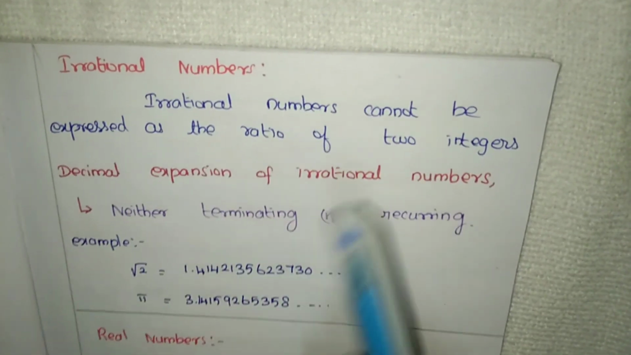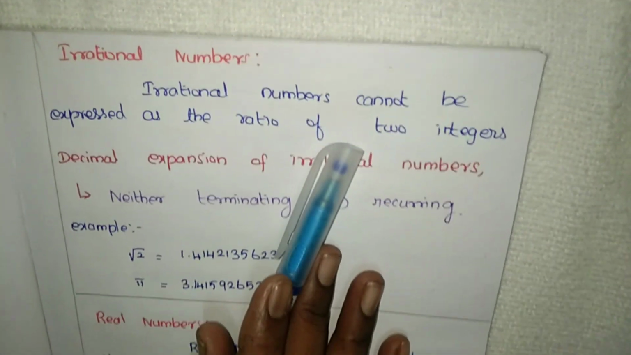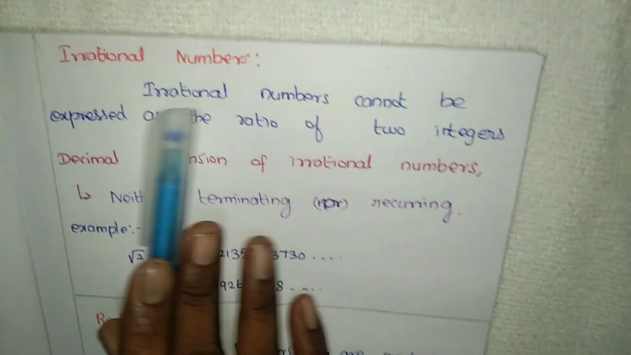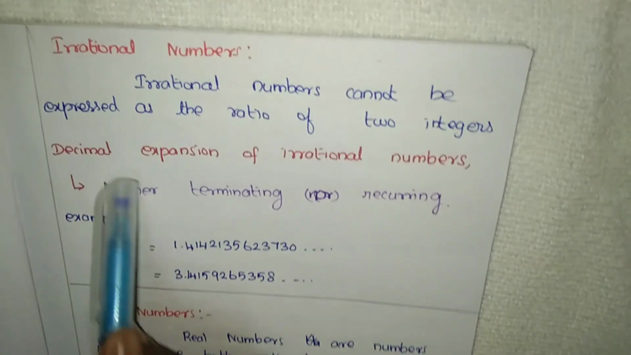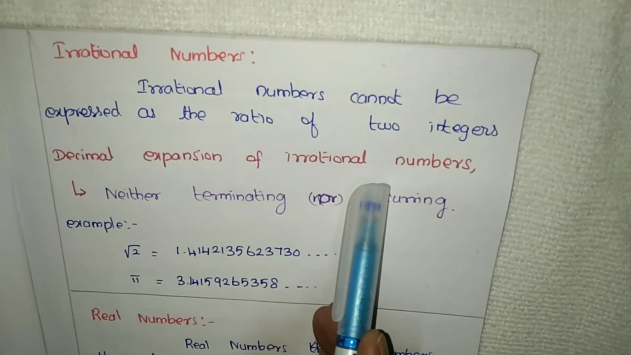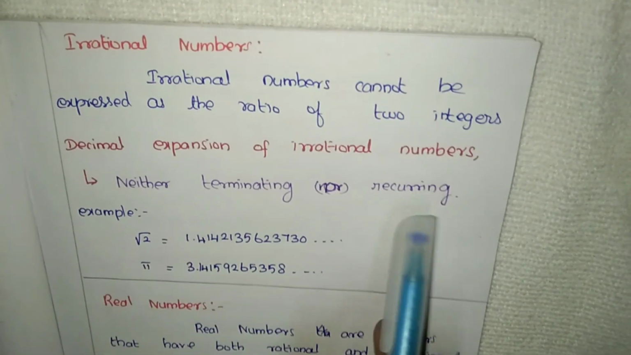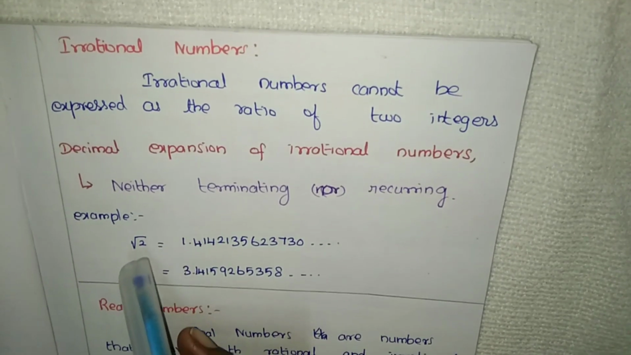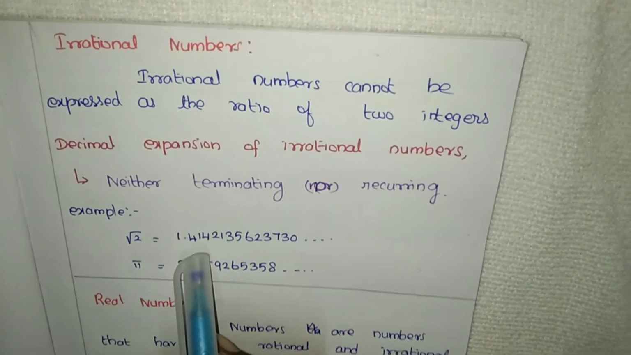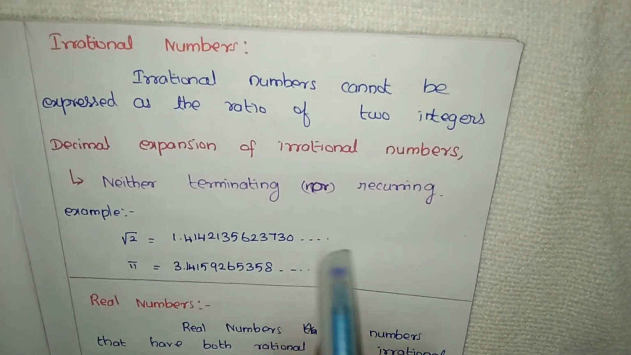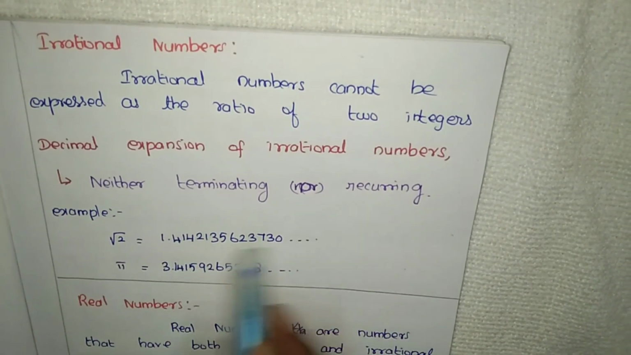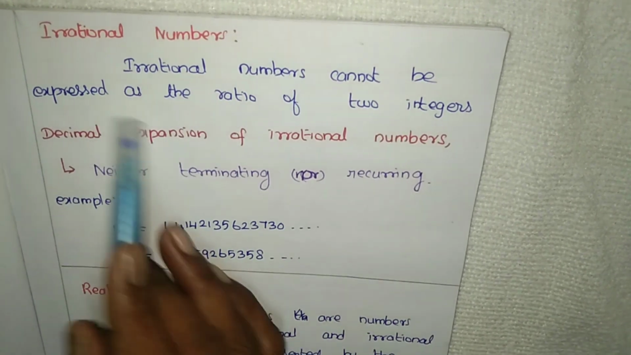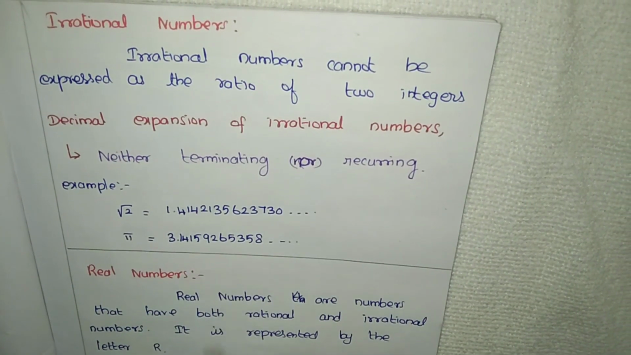Rational numbers we can write in the form of p by q, and irrational numbers cannot be expressed as a ratio of two integers. The decimal expansion of irrational numbers is neither terminating nor recurring. Examples are root 2, 1.4121, and the numbers go on, not terminating and not recurring. And pi is also an example of an irrational number.